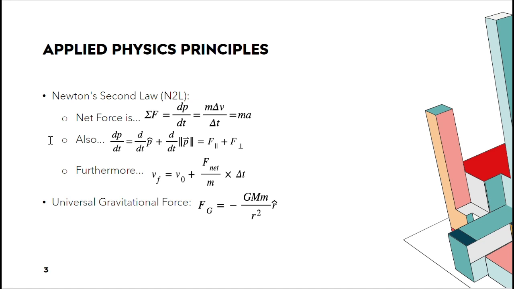And speaking of dp/dt, we can separate it into its parallel and perpendicular components. Furthermore, we know that the final velocity of a system is equal to its initial velocity plus the net force on the system divided by mass times delta t. And for the universal gravitational force, we know the equation to be negative GMm over r squared times r hat.